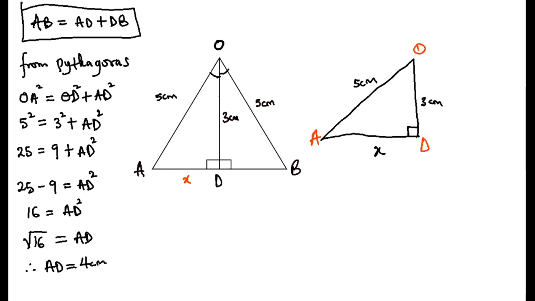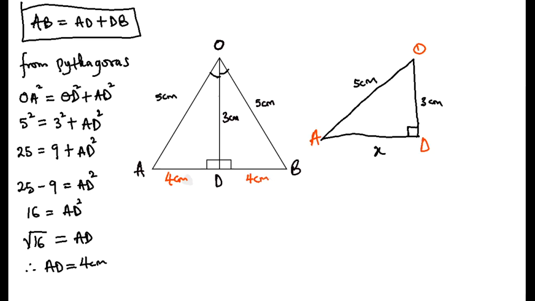Yes, centimeters. And like I told you, once I've gotten my AD, I've gotten DB, because they are the same. Why? Because OD bisects them. That is the rule. That's the theorem. So AD now becomes 4 centimeters. Since AD is 4 centimeters, also DB will become 4 centimeters.